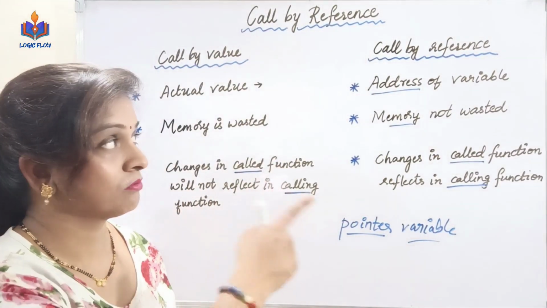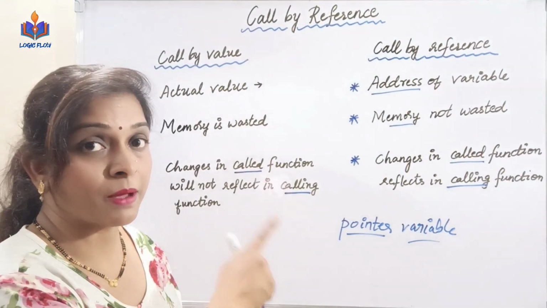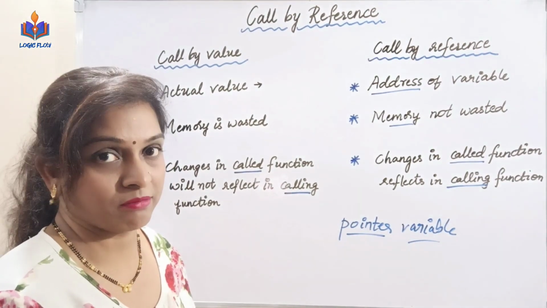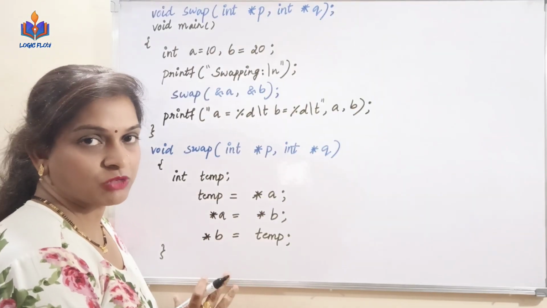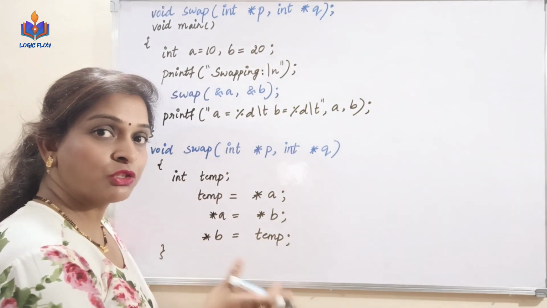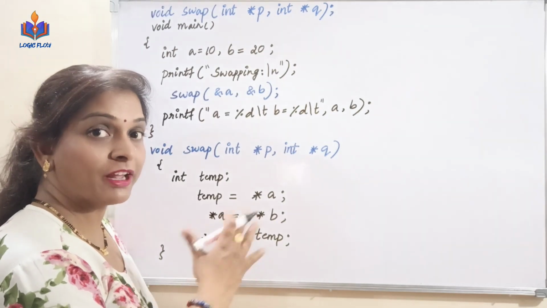In call by value we pass the actual value, but in call by reference, we pass the address. How to pass the address? Let us understand with a simple program. Again, the same program, swapping of two values, we have taken. Swapping of two values using call by value we have seen in the previous video. Now we will see it using call by reference.